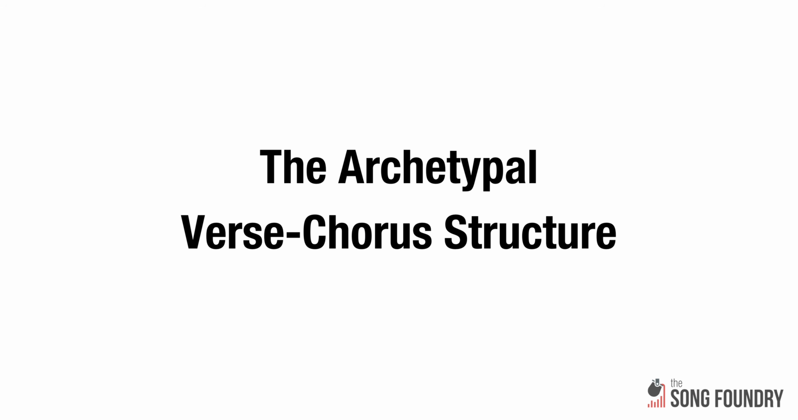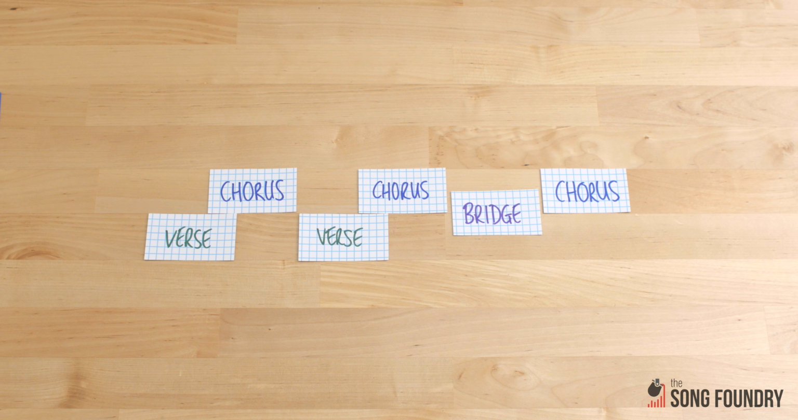There are lots of different types of structure a song can take, but today we're going to talk about the structure that's by far the most common in genres like pop, rock and country music, verse-chorus structure. Here's what the most common archetypal version of verse-chorus structure looks like. This is a great go-to structure if you're just starting out, so let's see how it's put together and how you can vary this basic form.